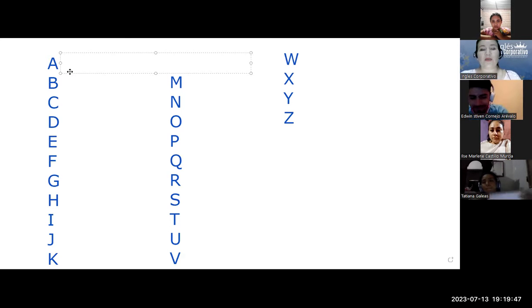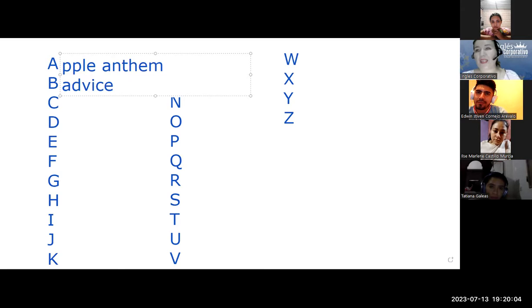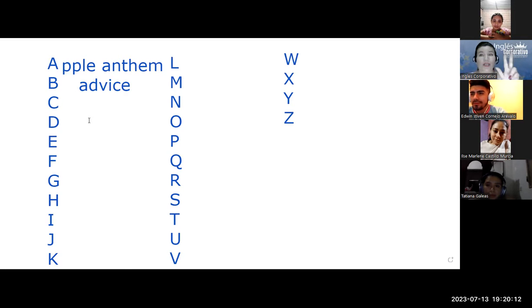For example, with the letter A, you can say apple, anthem, and advice. I have three, okay? Ya esas tres ya no las pueden ocupar, sorry. Apple, anthem, advice. You have to create three per letter, okay? Tres por letra, okay? Y van a trabajar en grupo.